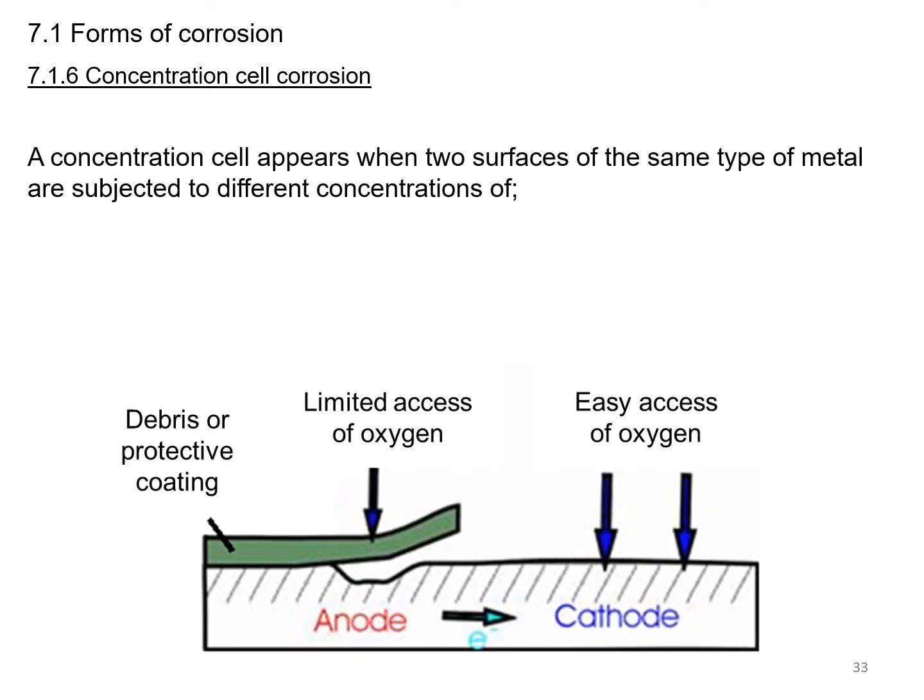7.1.6 Concentration cell corrosion. Concentration cell corrosion appears when two surfaces of the same type of material or metal are subjected to a different concentration of either dissolved oxygen or conductive liquid known as electrolyte. Now in this picture, you can see from the far left debris or protective coating. In this case, we can assume paint, for example. If the paint is lifting, we have an area of limited access of oxygen and an easy access of oxygen where the paint has flaked off. So this will create an anode and cathode portion in the same material, increasing the possibility of concentration cell corrosion.